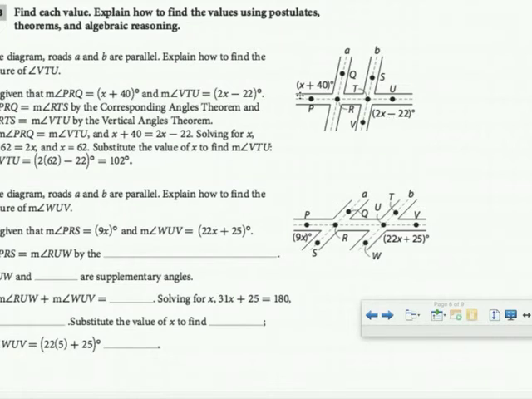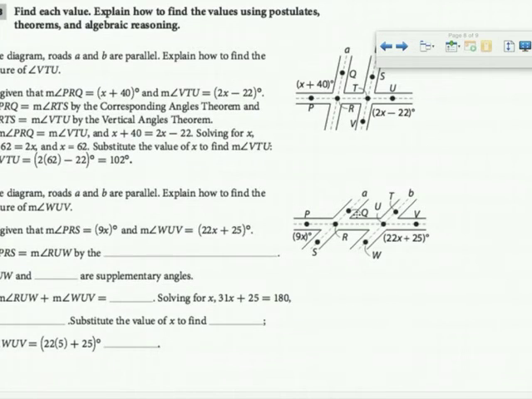at any rate, you're going to end up with the equation x plus 40 equal to 2x minus 22. And then when you solve for x, you get that x is 62. Notice that the question was not asking you for the value of x. The problem was asking for the measure of angle VTU. So you have to plug that 62 back in for x here in order to find that the measure of angle VTU was 102.